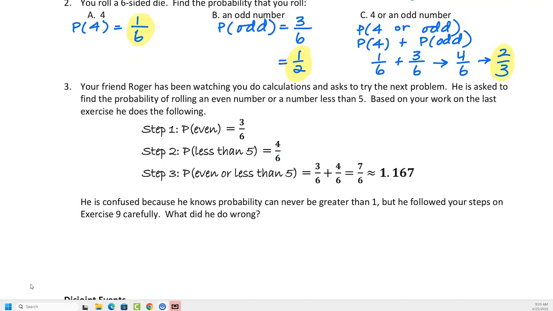And so he said, okay, then fine. The probability of an even or less than 5, all we need to do is add them together, and he got 7/6, which is 1.167. Uh-oh. What is that as a percent?